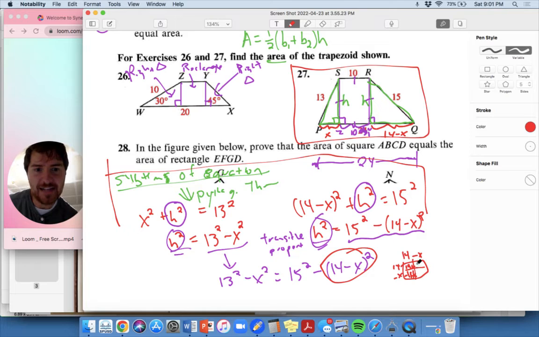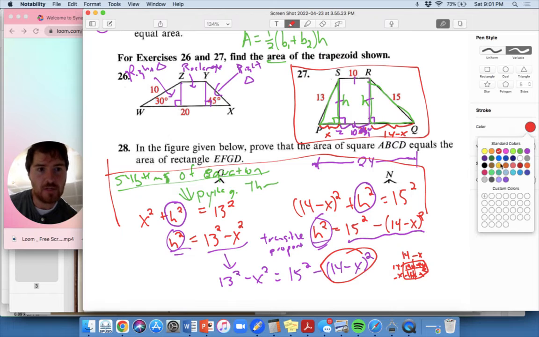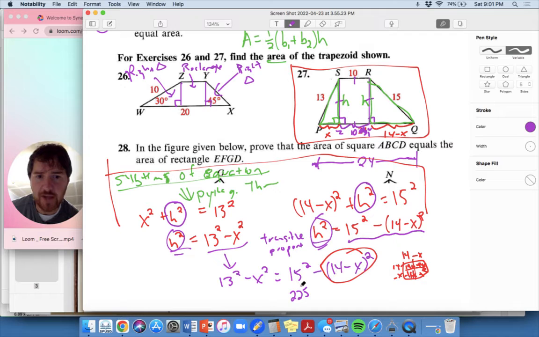14 minus x is negative 14x. Negative x times negative x is x squared. Okay, so I'm just multiplying this part here. I just know that binomial squaring is something maybe you haven't practiced much recently. Anyways, I get 15 squared, that's 225. So right now I'm just trying to solve for x.